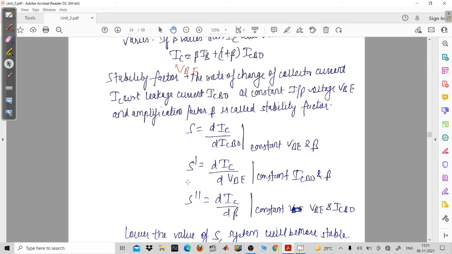We want our IC to be independent of ICBO, VBE and beta. We do not want that if you are changing the ICBO, then it will increase or decrease the IC. In that case, your operating point will shift upward and it will shift downward, and that will cause the problem in the amplification. So, the lower the value of S, that is the stability factor, then the system will be more stable.